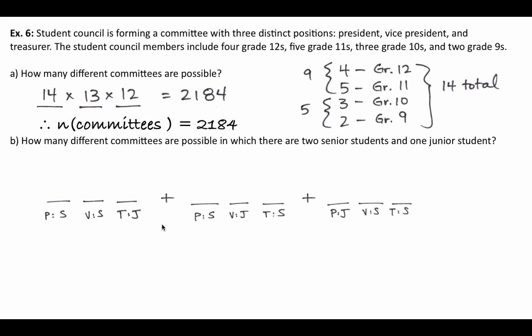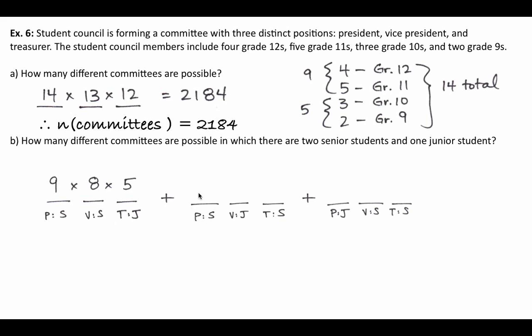These are mutually exclusive cases because you can't have a president who's a junior and a president who's a senior at the same time. It doesn't work. Those are 2 different people, and so these are mutually exclusive. So what do we always do with mutually exclusive cases? We add them together. So here we go. We got 9 times 8, because we can't repeat, times 5, because there's 5 juniors.